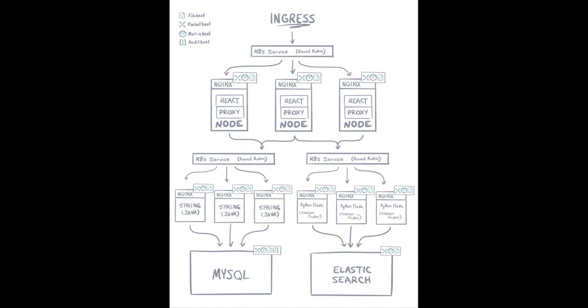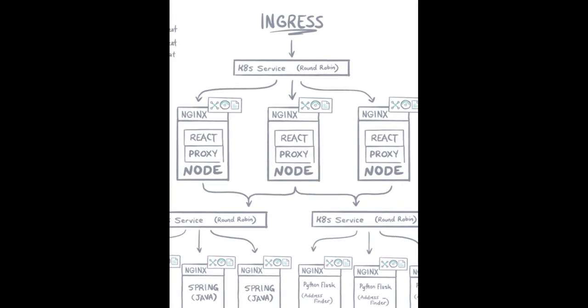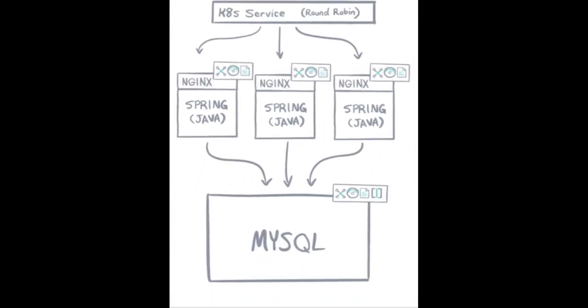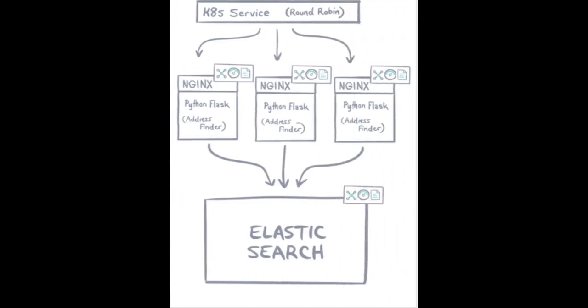For this demo, I'll be running this pet clinic application deployed in a Kubernetes cluster running on 3 large 64-core nodes. The application consists of an Nginx React Node.js frontend, Java Spring and MySQL for application logic, and Python with an Elasticsearch backend for the address lookup service.